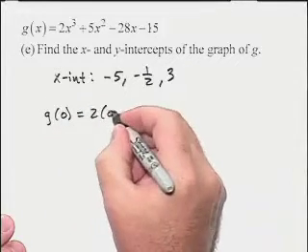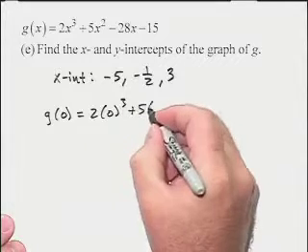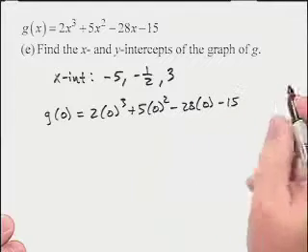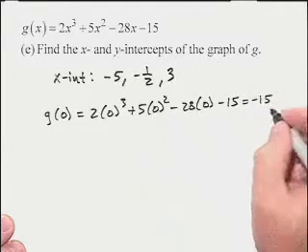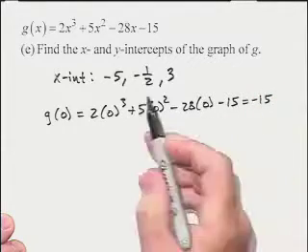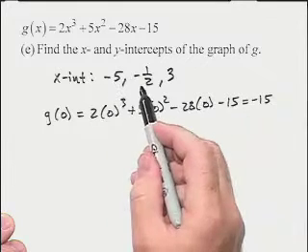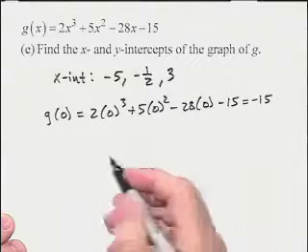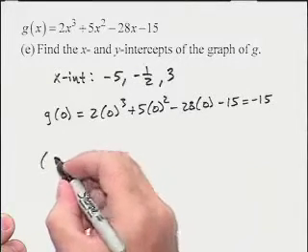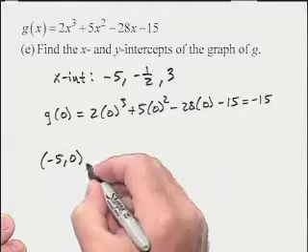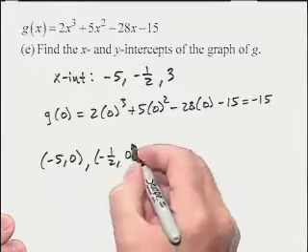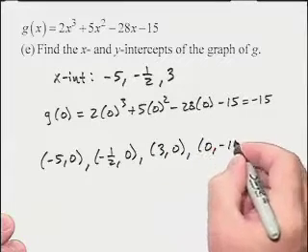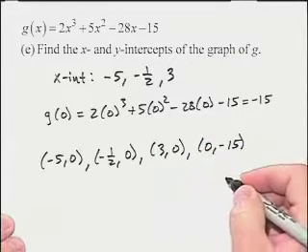g of 0 is 2 times 0 cubed plus 5 times 0 squared minus 28 times 0 minus 15, which is just negative 15. So our x-intercepts are negative 5, negative 1/2, 3. Now our y-intercept is negative 15. If we want to write ordered pairs, the intercepts would be negative 5, 0, negative 1/2, 0, 3, 0, and 0, comma, negative 15.